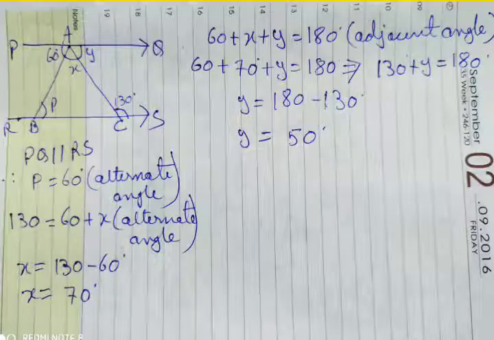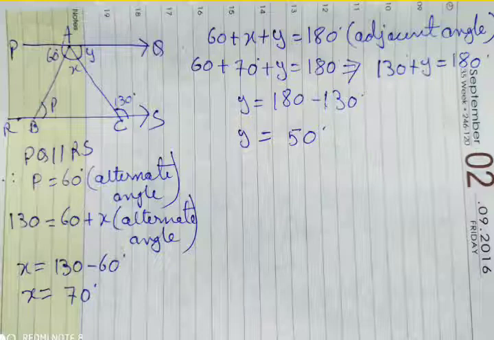Clear? 6. You can name a triangle as I have done, so ABC. Clear? First we will write that PQ is parallel to RS, it is given. So angle P will be equal to 60 degrees, alternate angle, and 130 is equal to 60 plus x, alternate angle. You can see it in the figure also. So x is equal to 130 minus 60, and so x is equal to 70 degrees.